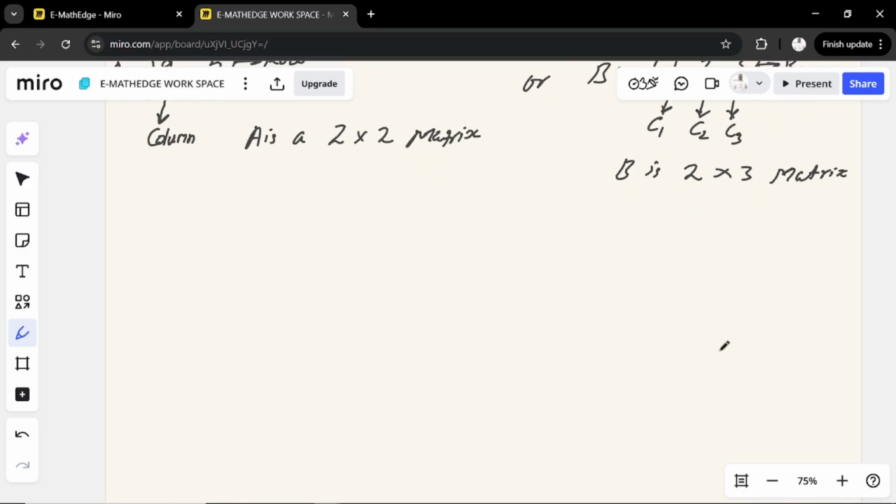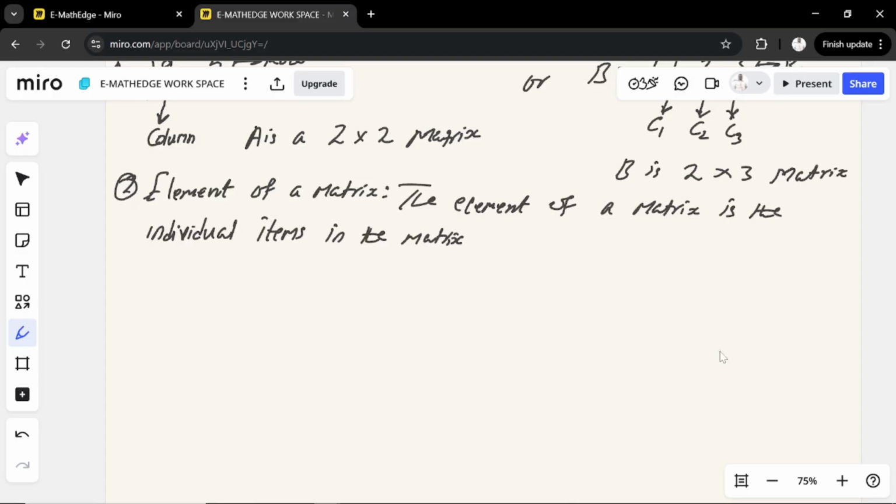So the next terminology we are going to be looking at is elements of a matrix. Now, what are the elements of a matrix? So the elements of a matrix are the individual items in the matrix.